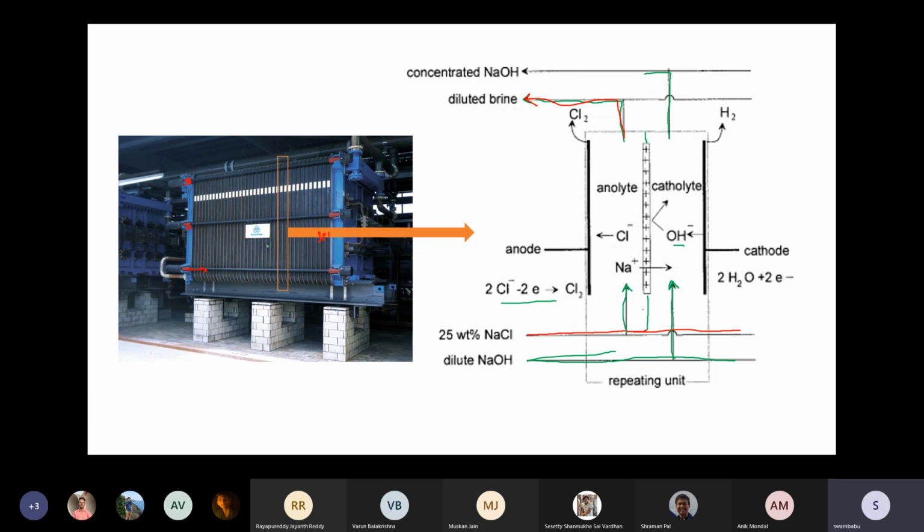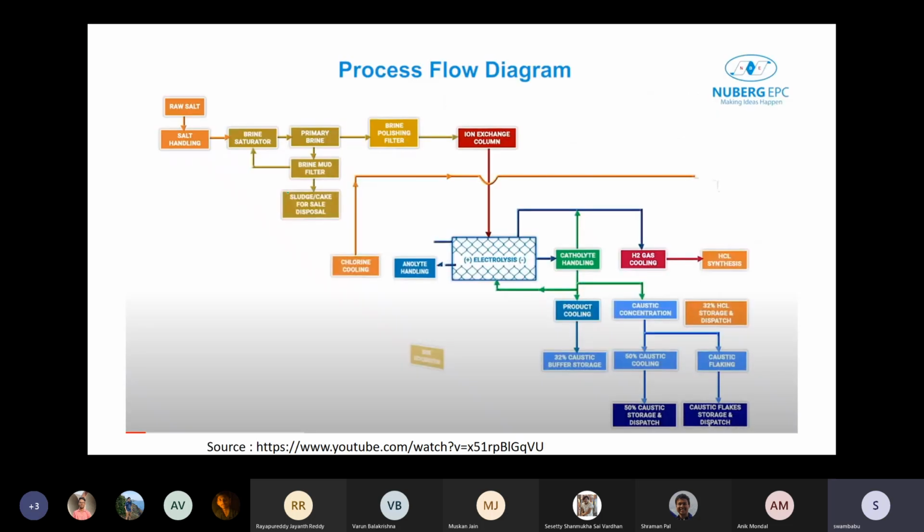That way, this type of stacked electrochemical cell will be used on the commercial scale. This is only one cell. In a typical industry, you will have many such electrochemical cells. Electrolytic cells are used for the production of chlorine gas and NaOH from the brine solution.